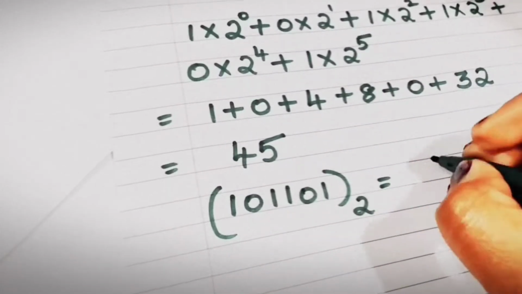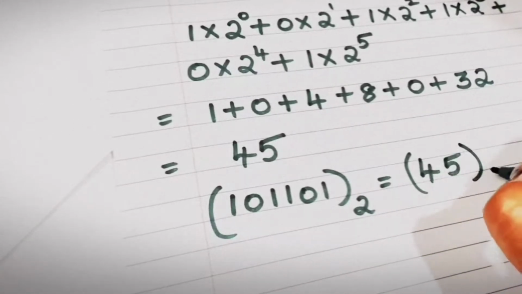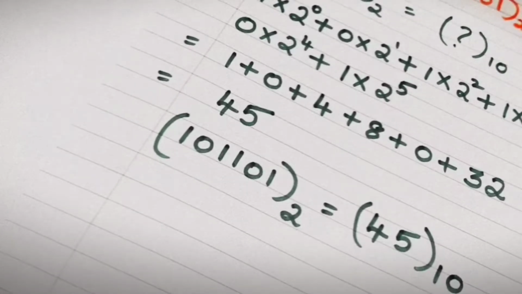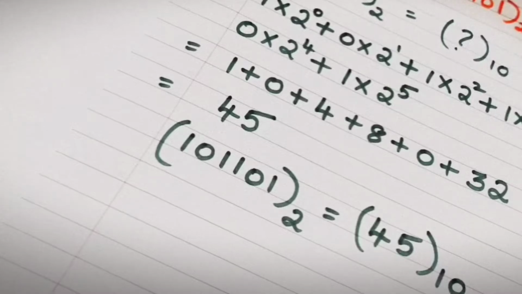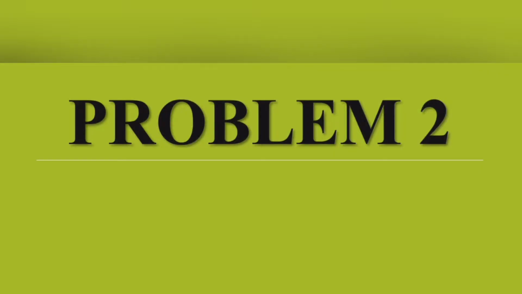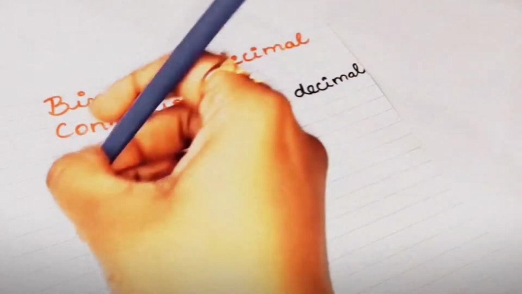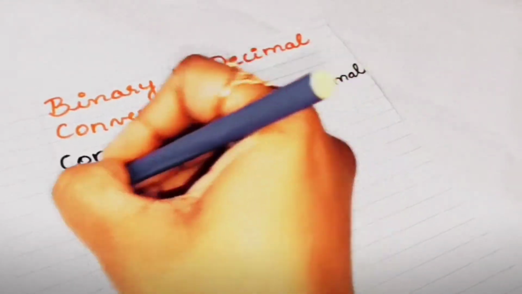Hence, the binary number 101101 is represented as 45 in its decimal equivalent. Let us now see one more problem coming under the same category. Problem number 2. Convert the binary number 11011 to its decimal equivalent.